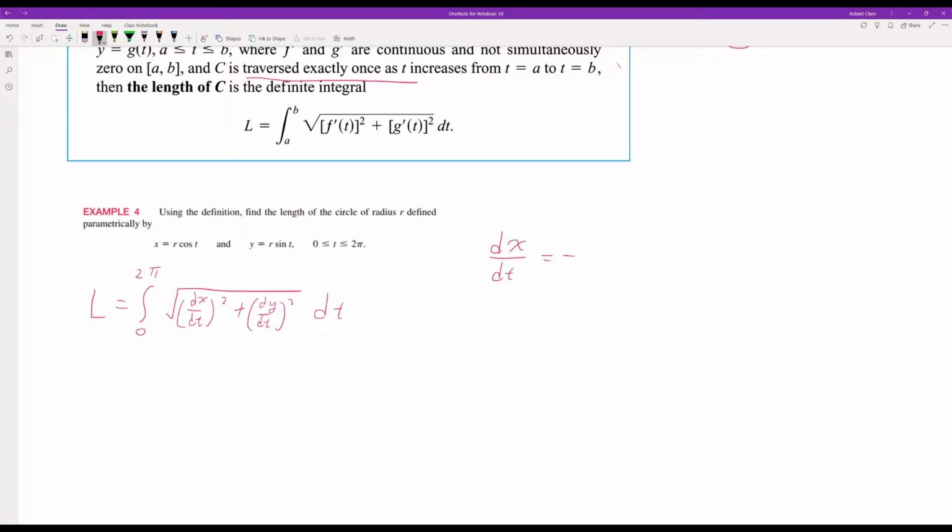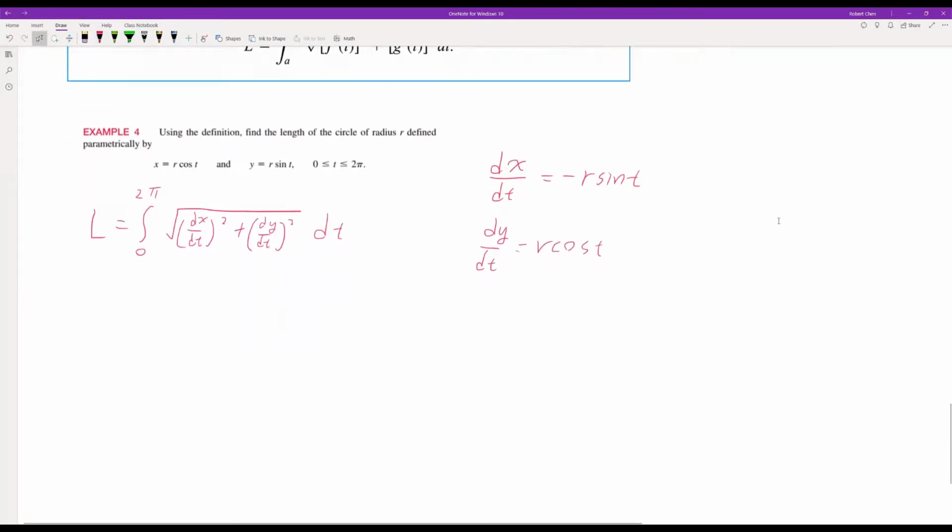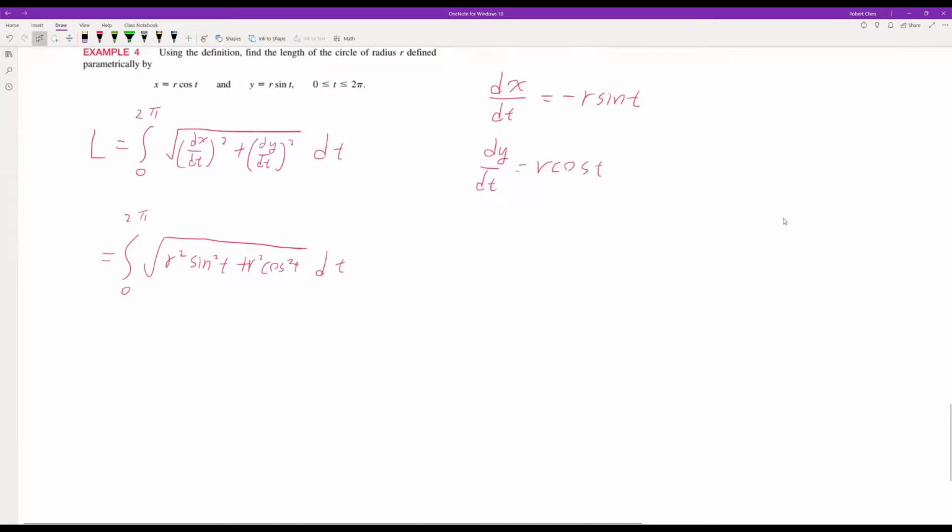That's negative r sine t, right? And then dy/dt will be r cosine t. You can see that sine and cosine work very nicely together. All right, 0 to 2 pi, square root. So dx/dt squared will be r squared sine squared plus dy/dt squared will be r squared cosine squared t. All right, I already see something nice we can simplify.